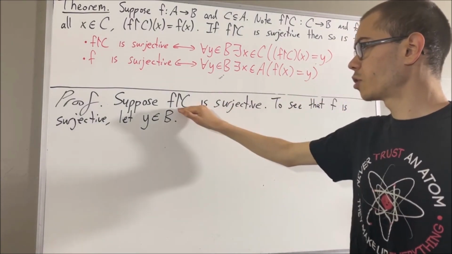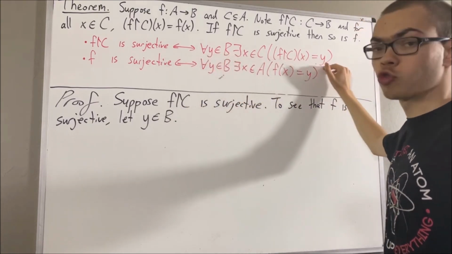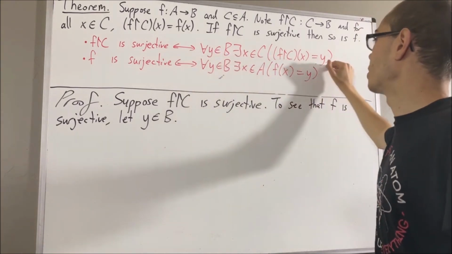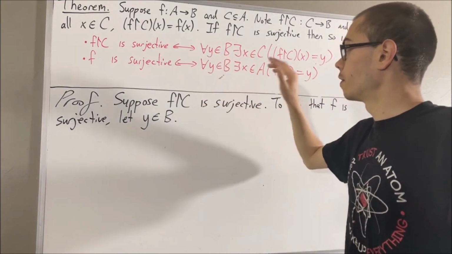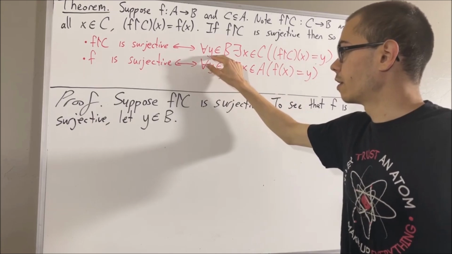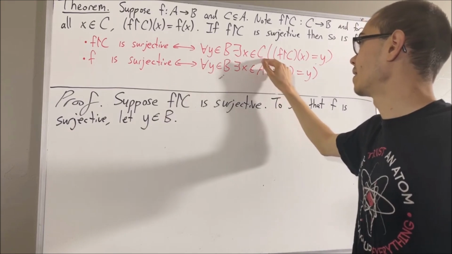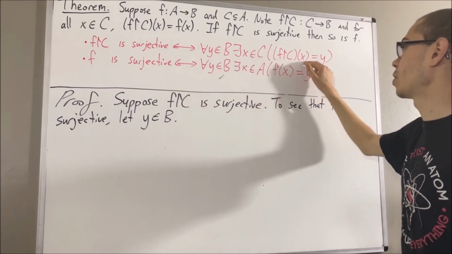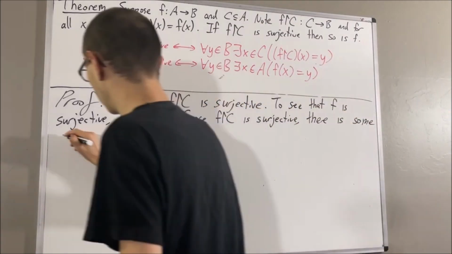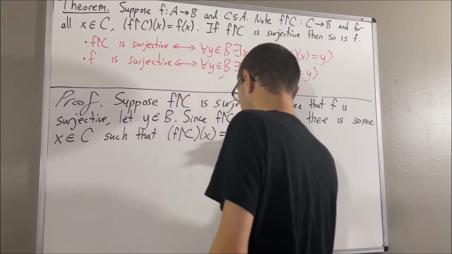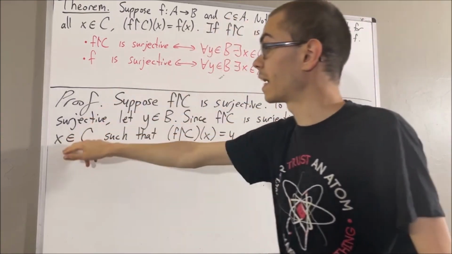Well, to start, since the restriction of f to C is surjective, this means that this first statement is true. And this first statement works for every element in B. So it must work for y. Therefore, if we take the y here to be the y in our proof, we have that there is an element x in C such that the restriction of f to C evaluated at x is equal to y. Now, since x is an element of C and C is a subset of A, it follows that x is an element of A.